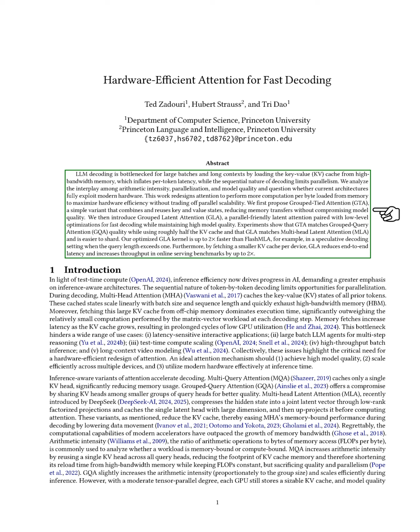However, we note that the computational power of modern accelerators has outpaced memory bandwidth growth. We use arithmetic intensity, which measures the ratio of operations to memory access, to evaluate whether a workload is limited by memory or computation. MQA increases arithmetic intensity by reusing a single key value head, which reduces memory footprint and reload time, but at the cost of quality and parallelism. GQA improves arithmetic intensity slightly but still requires significant memory for large group sizes.